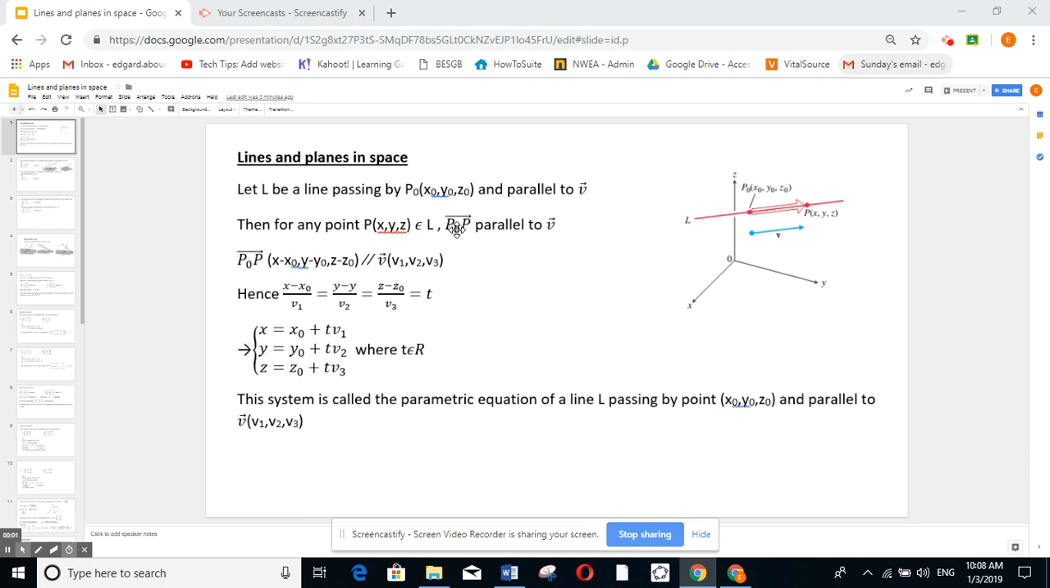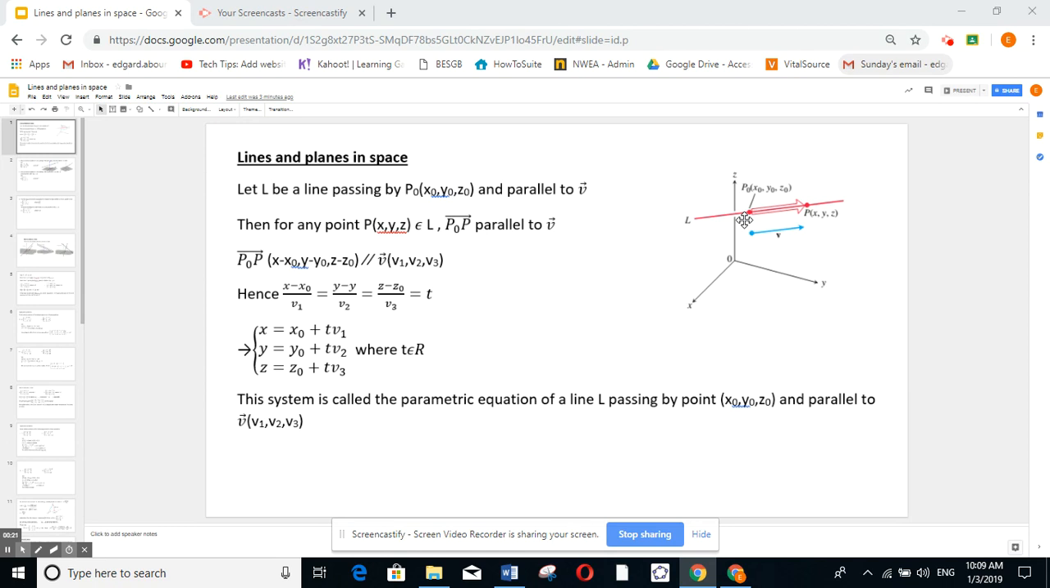Hi students, now we're going to discuss lines and planes in space. We know that the equation of a line in two-dimensional picture was y equals ax plus b. And we found that this y equals ax plus b, or ay plus bx plus c equals 0, is an equation of a plane in a three-dimensional figure.